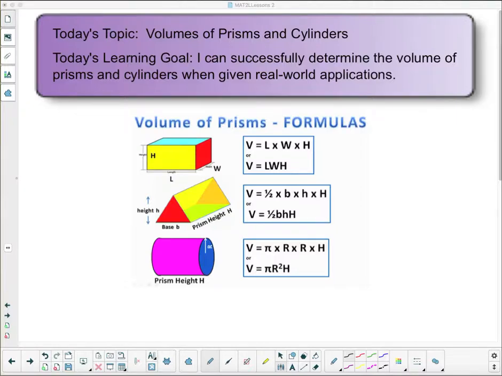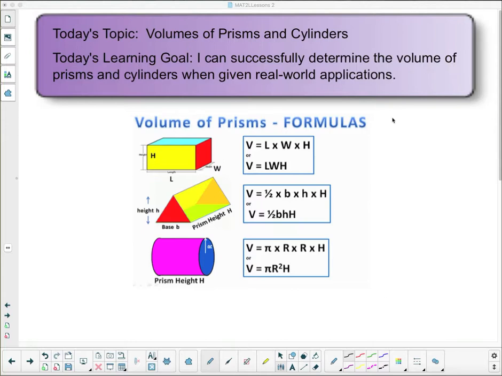Well, hello and welcome to our lesson on volumes of prisms and cylinders. This is actually a review of stuff that you learned last year. Today's learning goal: I can successfully determine the volume of prisms and cylinders when given real-world applications.